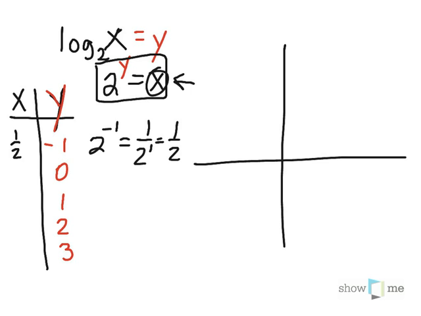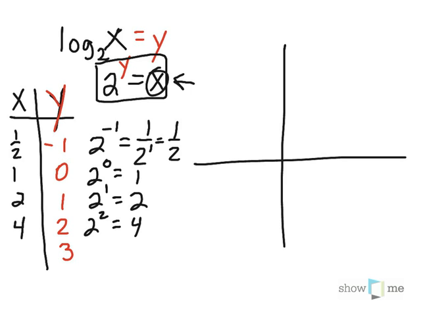Now I'm going to do the same thing with 0. 2 to the 0 equals 1. 1 goes there. 2 to the first equals 2. 2 goes here. 2 to the second equals 4. 4 goes here. Notice this is not growing at a nice linear constant rate. 2 to the third equals 8.